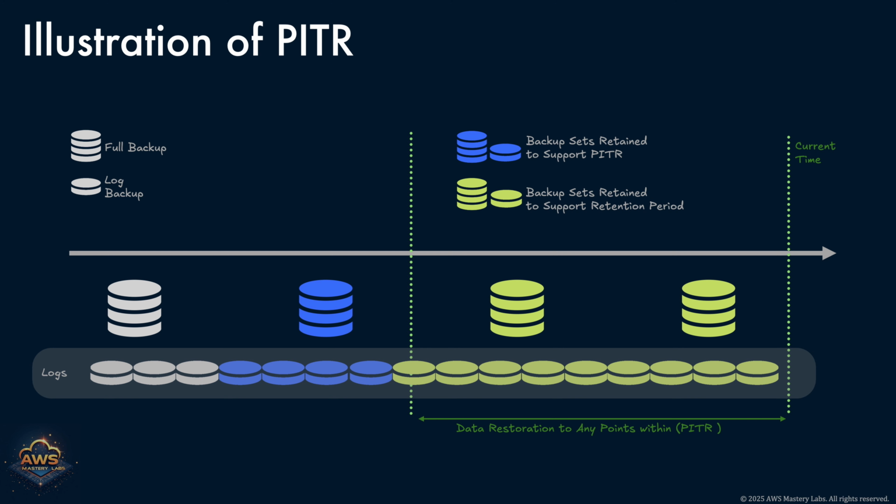In the illustration, these sets of backups are color-coded to distinguish their purpose. The blue-colored full and log backups specifically support point-in-time recovery. This means you can restore your database to any exact moment within this PITR window, whether that's 10:03 a.m. yesterday or 5 minutes ago, by combining a full backup with the relevant sequence of transaction logs.